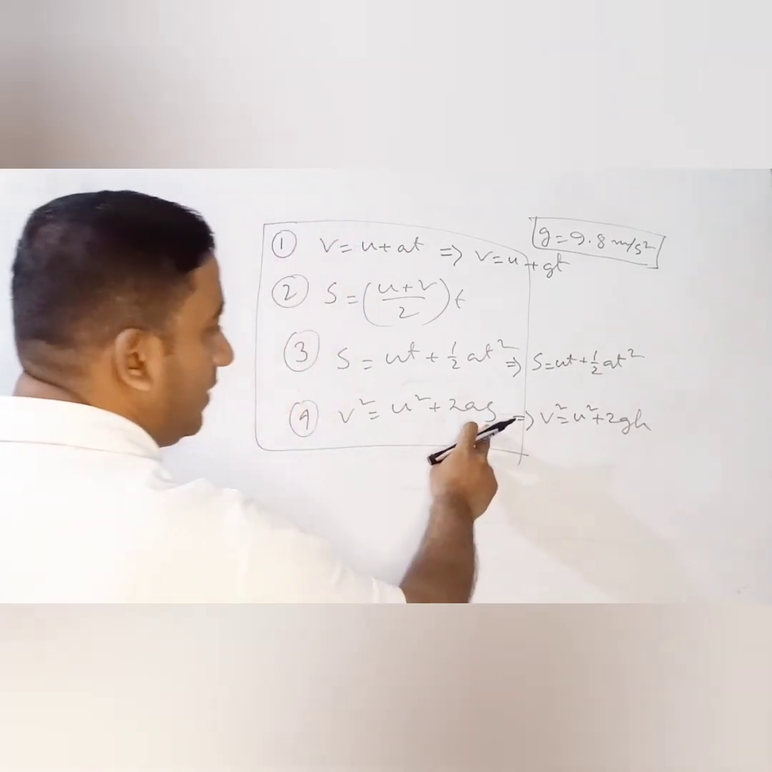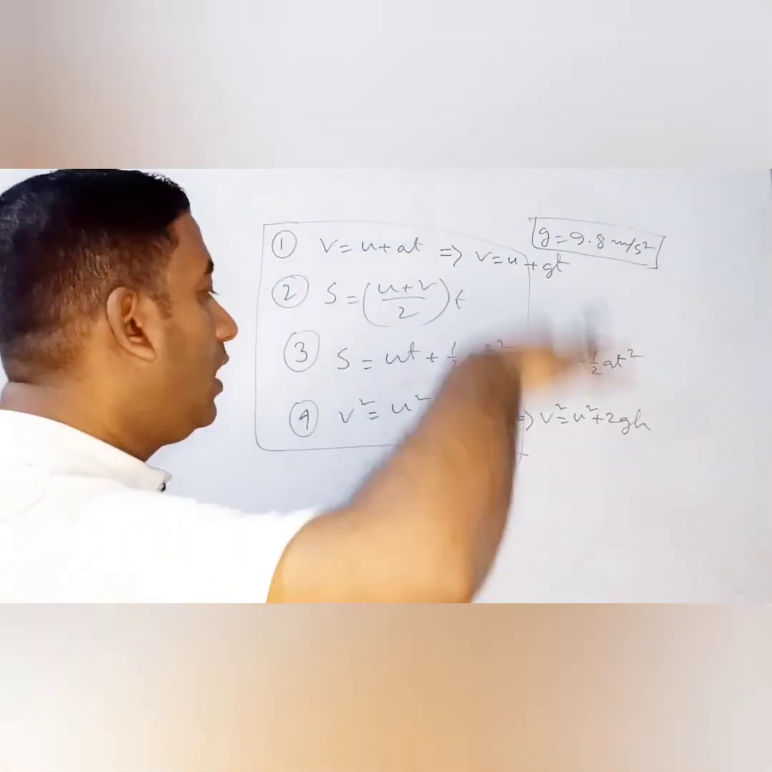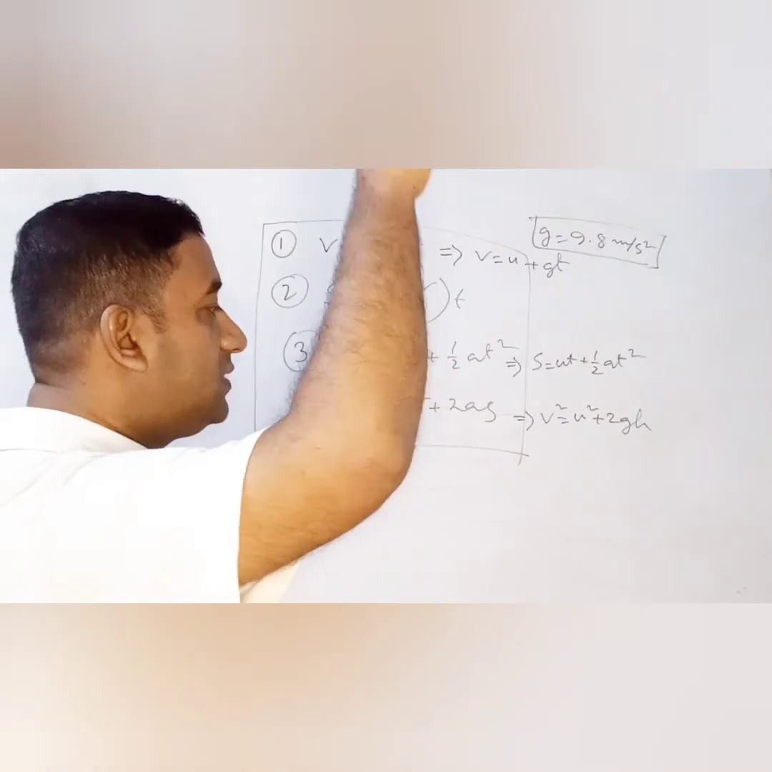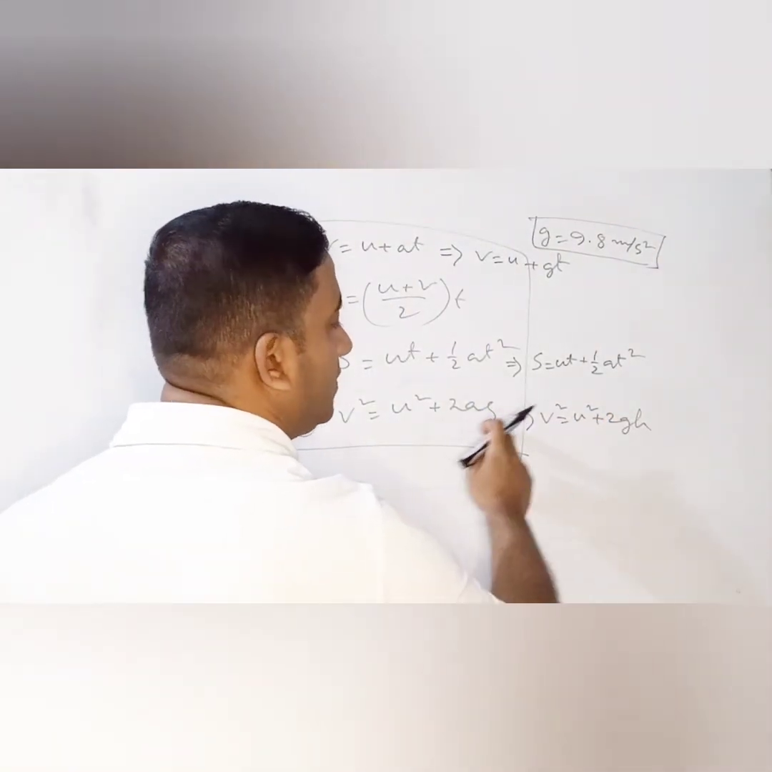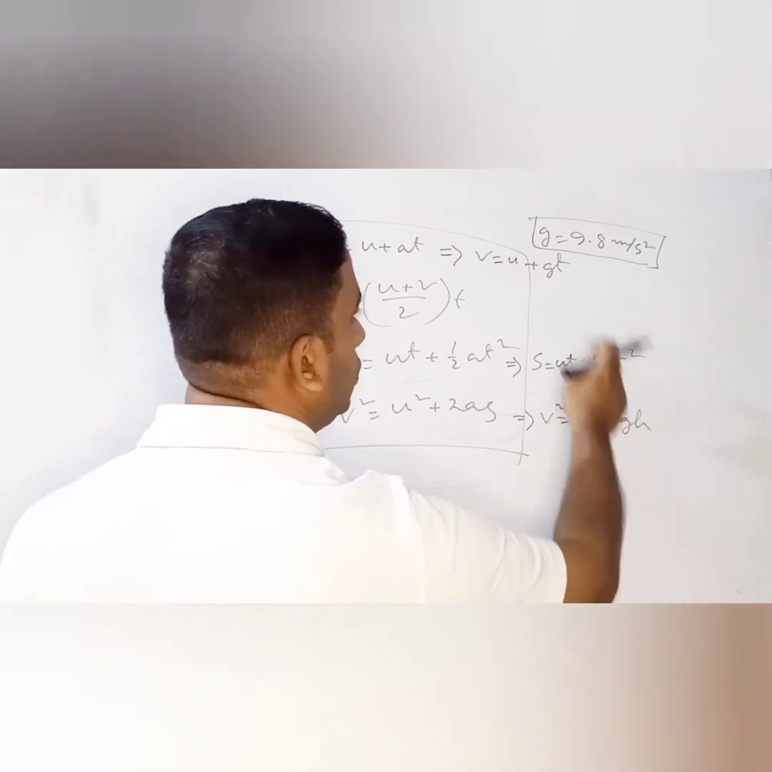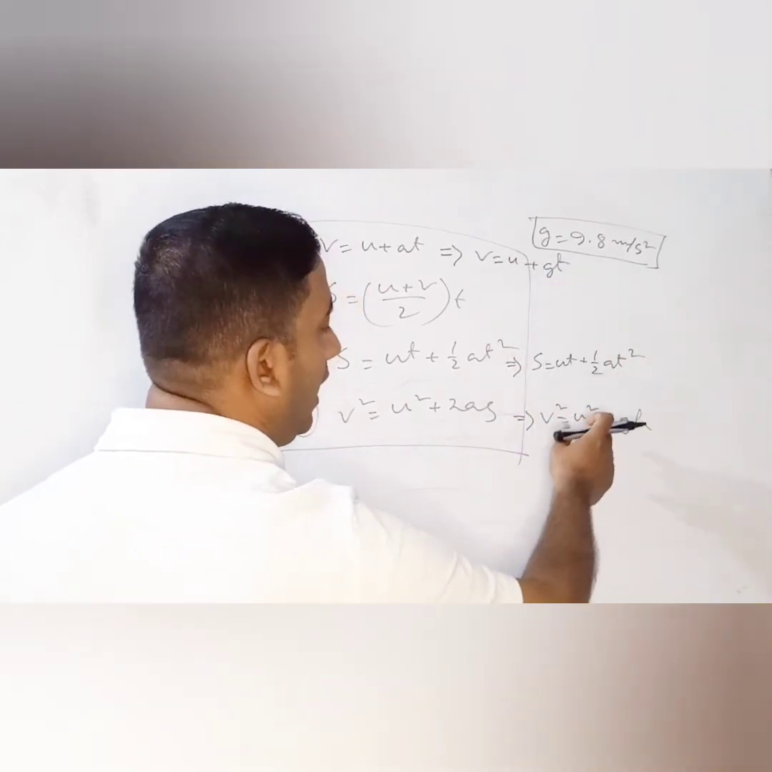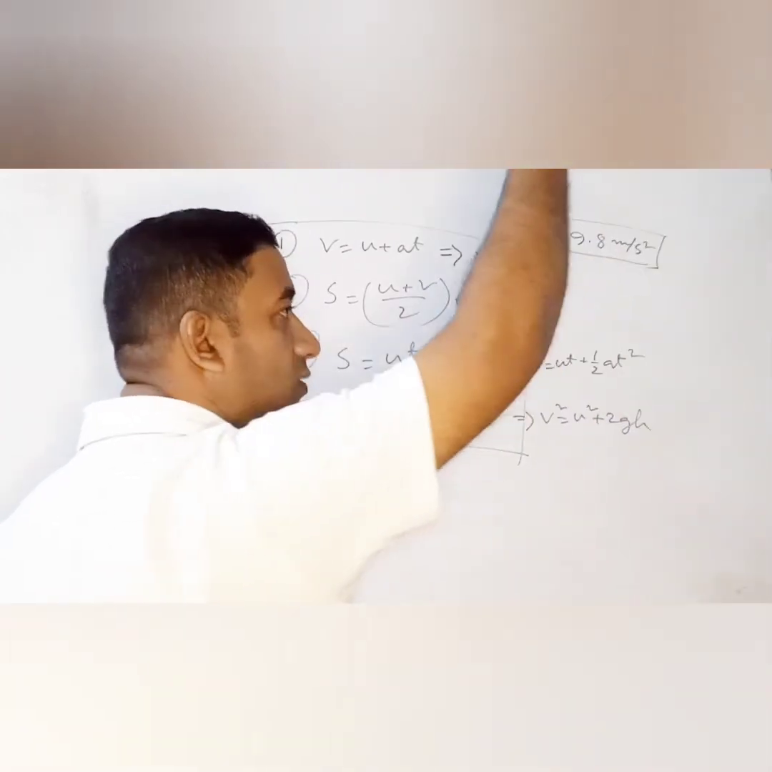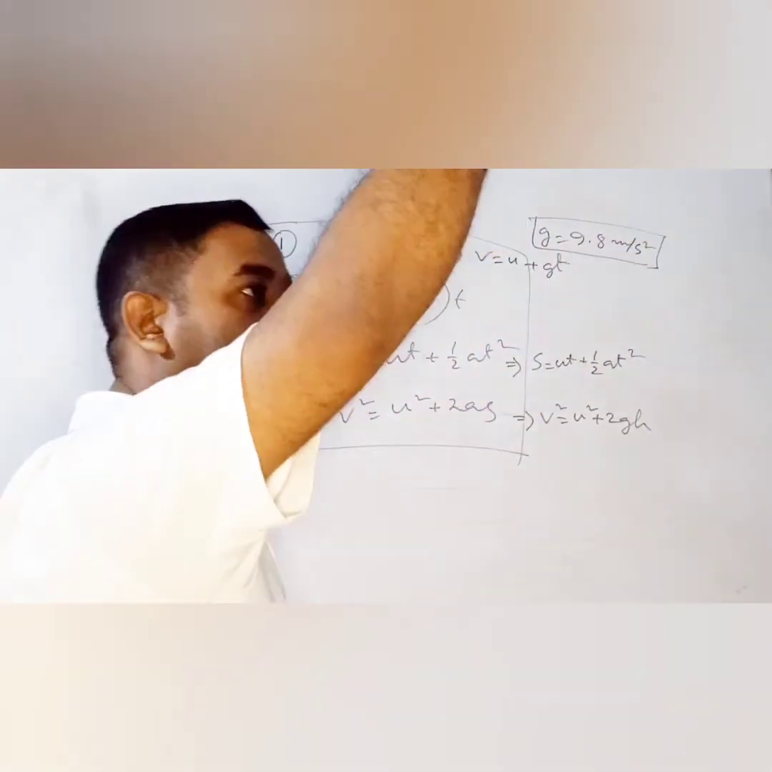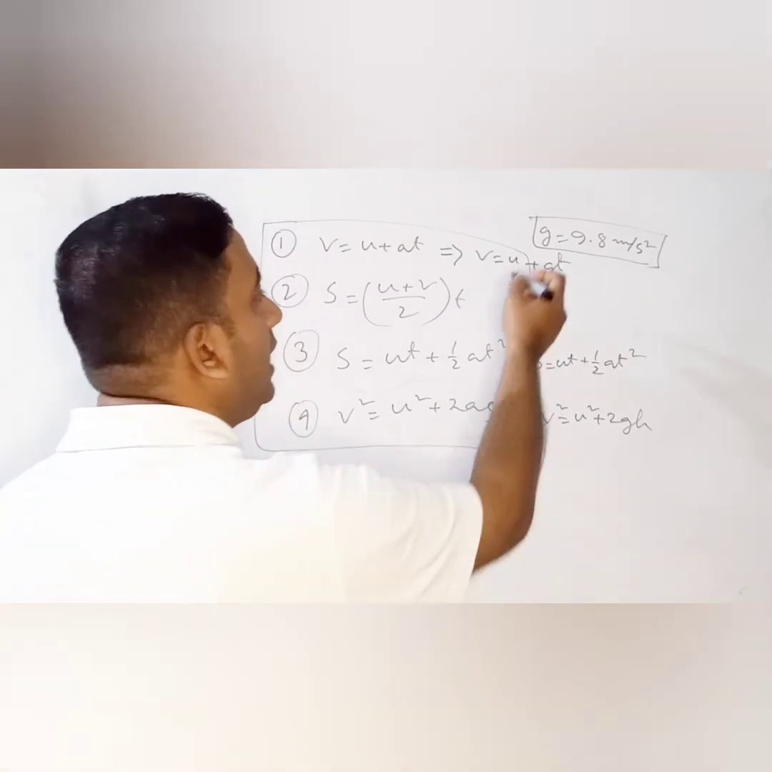This is normal displacement, and up and down. To throw any object, then it will be height, not displacement. Instead of displacement, it will be height. So this equation will be used when an object is falling down. When an object is falling down, then it will be plus.